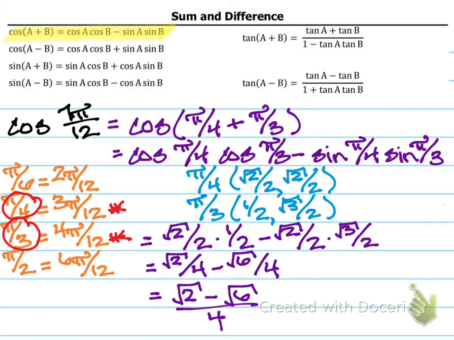Now you might notice that this answer looks a lot like the answer that we just got on the last one. Well, if you think about it, the only values we really have to work with are root 2 over 2, 1/2, and root 3 over 2, if we're talking about sine and cosine. So it's not going to be unusual for all of our answers to look really similar. So be really careful with your signs.